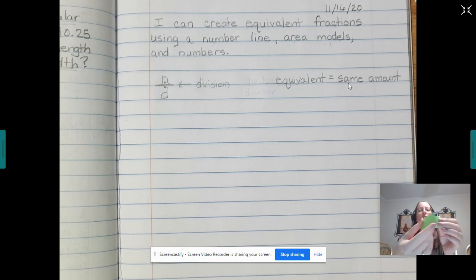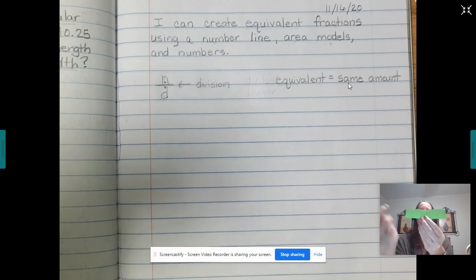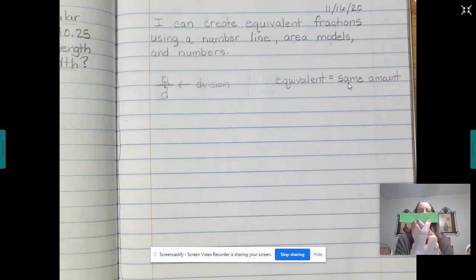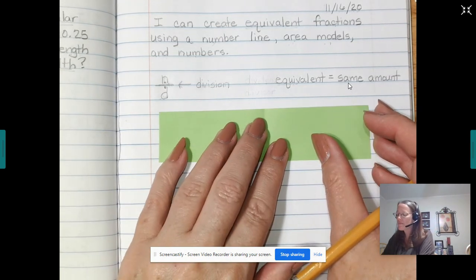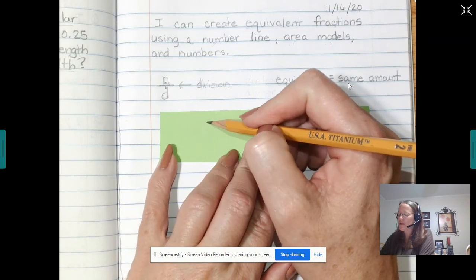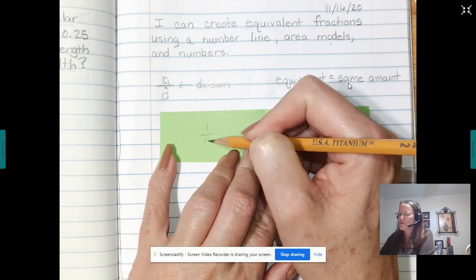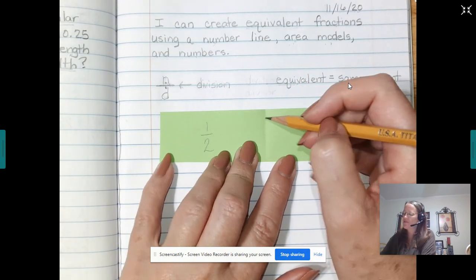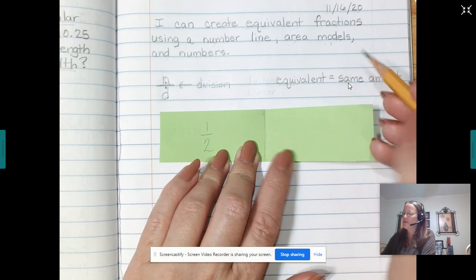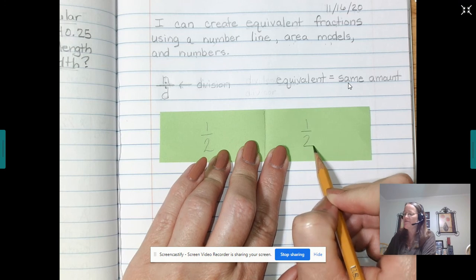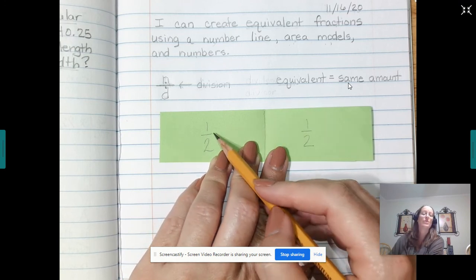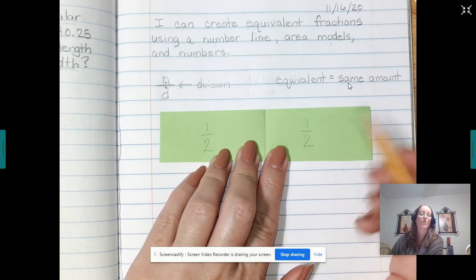So now I have two parts, one half, one half. These are things that we learned probably many, many years ago. So this is one half of the strip. Here is where I folded it, and here is the other half. And we know that one half and one half equals one whole.